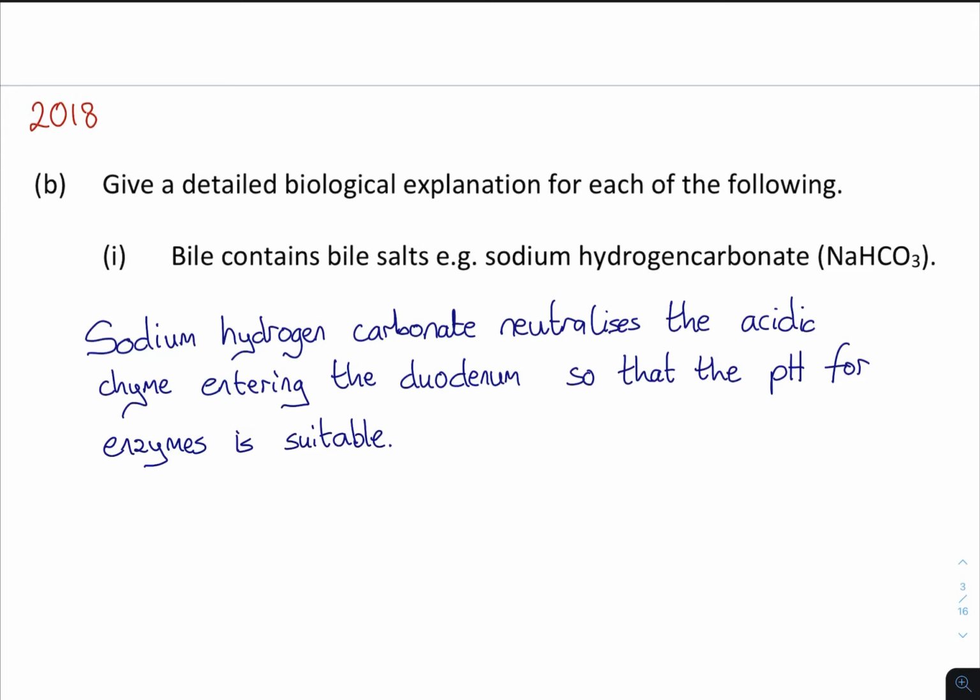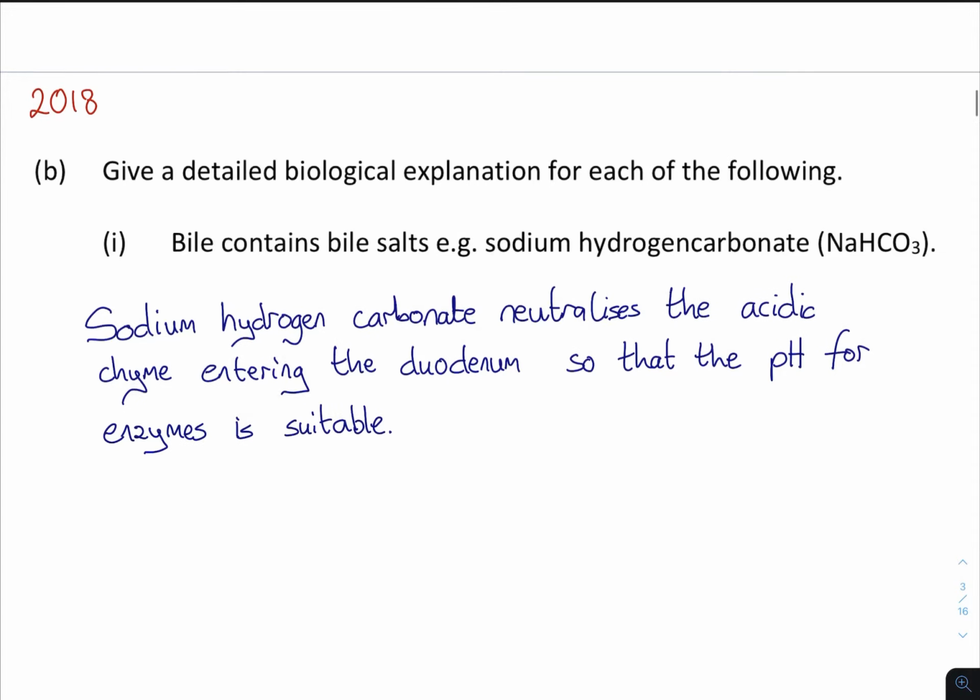And I've told you over and over again that whenever you're mentioning temperature or pH in any sort of organism, be it the human body or a microorganism, it always goes back to those enzymes. I'll repeat the answer. Sodium hydrogen carbonate neutralizes the acidic chyme entering the duodenum so that the pH for the enzymes is suitable. I said a bit too much probably in that, but that's the correct sentence you should be saying. You'd have got full marks.